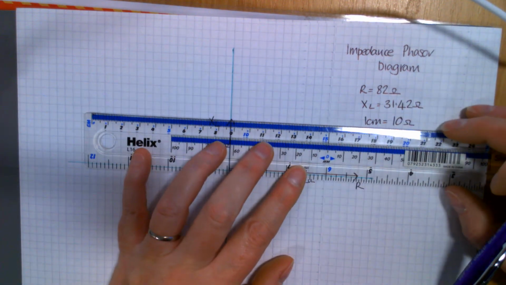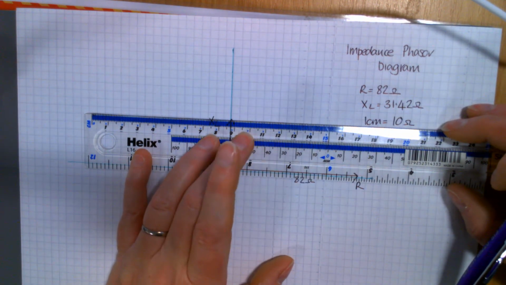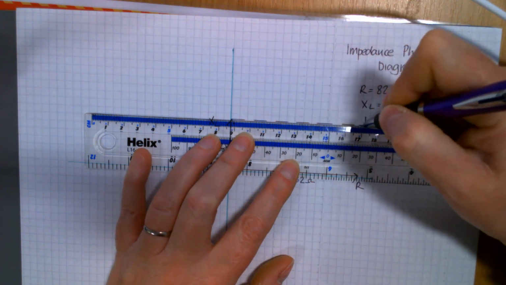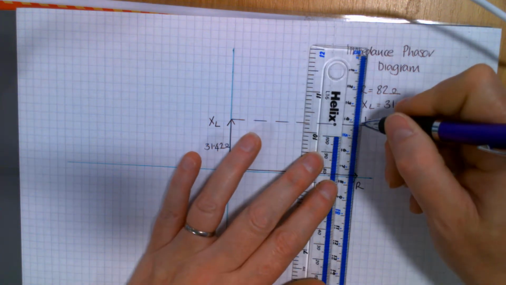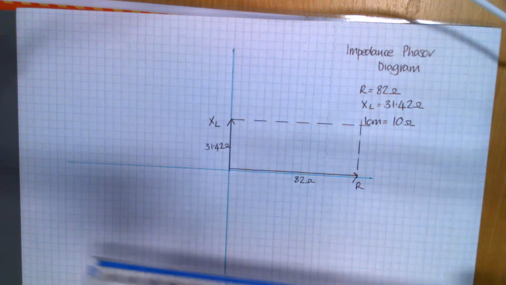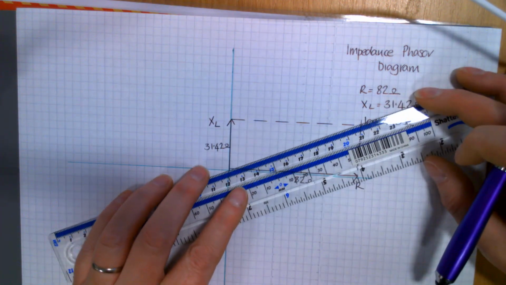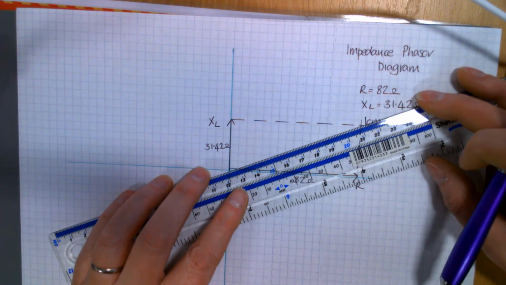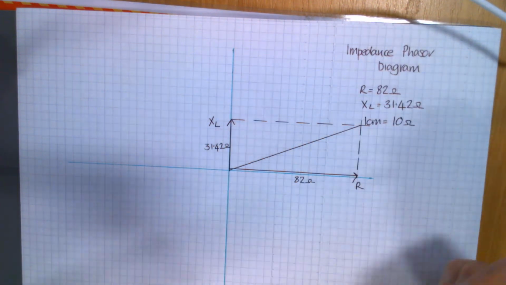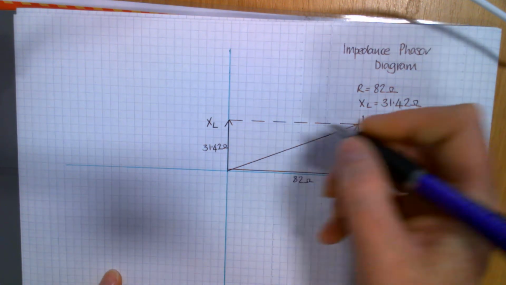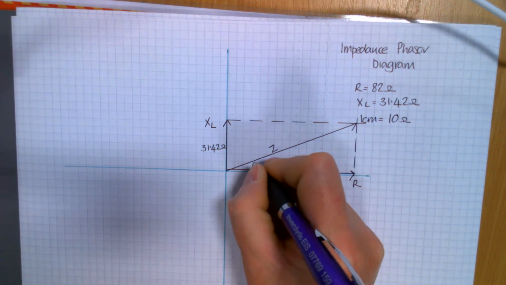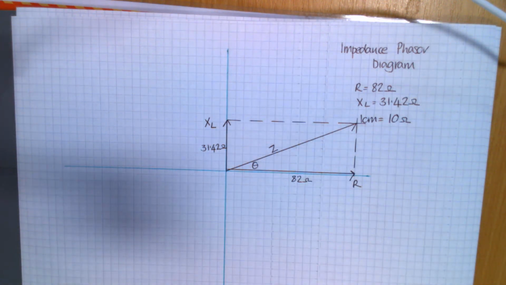And then to get my Z, draw a wee dotted line out from the top of your XL. Draw that down so it meets your R. And then your Z is from the start to the end. So that phasor there is my Z, and that angle in there is my circuit phase angle.